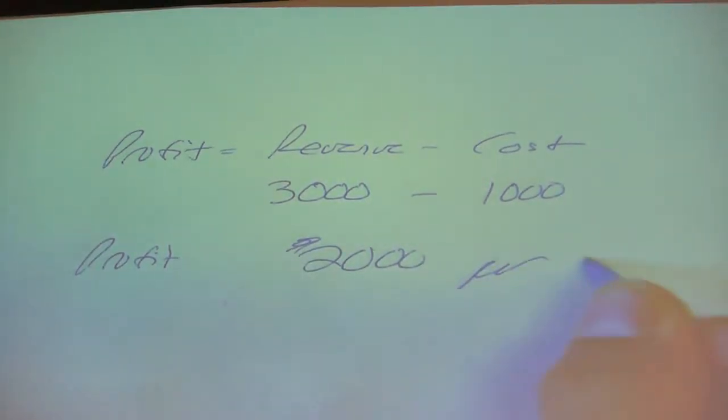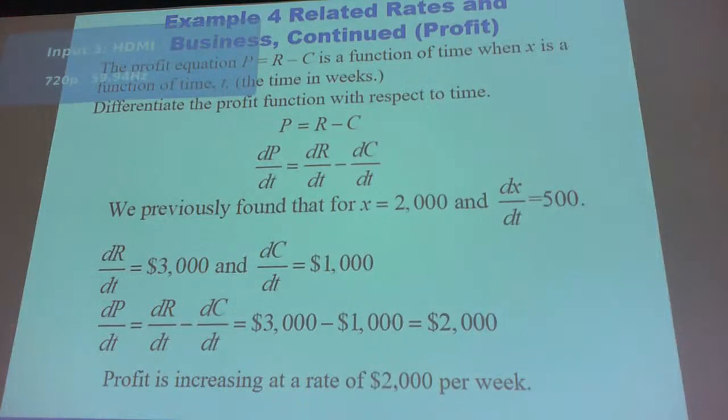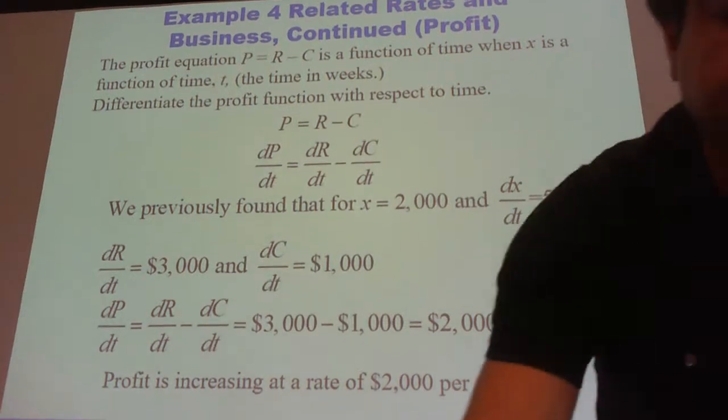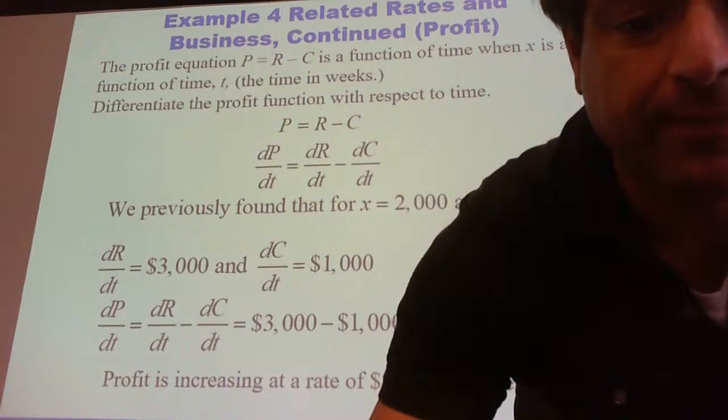$2,000 per week. So once we found revenue, that's changing $3,000 a week. Our cost is changing $1,000 a week. So our profit would be $2,000 per week. Profit is increasing at a rate of $2,000 per week. Okay, and that's it. We're done with that section.